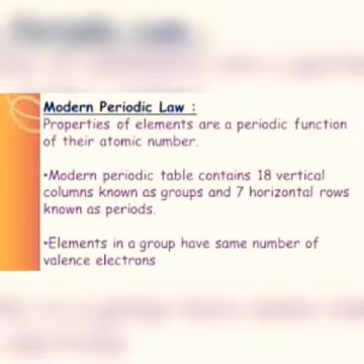Modern periodic law states that properties of elements are a periodic function of their atomic number. The modern periodic table contains 18 vertical columns known as groups and 7 horizontal rows known as periods. Elements in a group have the same number of valence electrons.